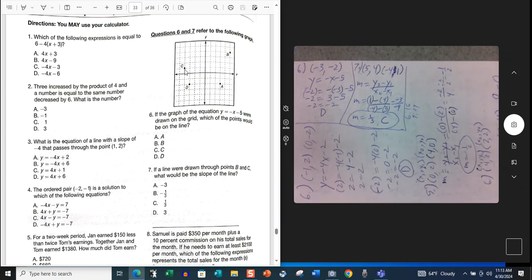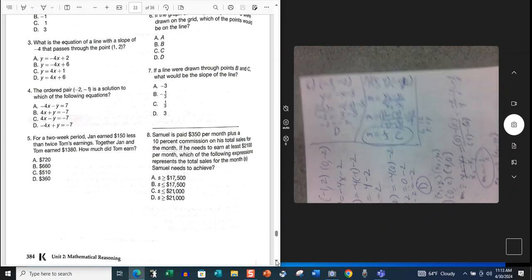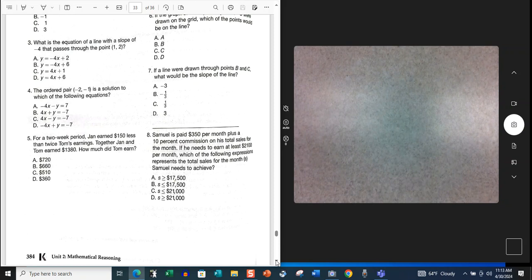So that would be number 7 is C, because they just wanted the slope. So now number 8. It says Samuel is paid $350 per month plus a 10% commission on total sales for the month. If he needs to earn at least $2,100 per month, which of the following expressions represents the total sales for the month Samuel needs to achieve?